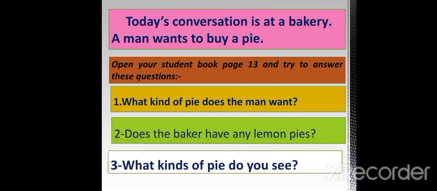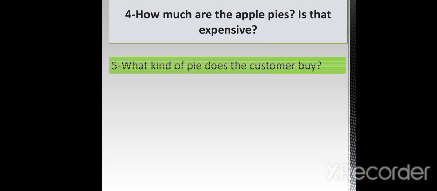We see lemon, peach, and apple pies. How much are the apple pies? They are 10 pounds each. Excellent. Is that expensive? Yes, that's too expensive.